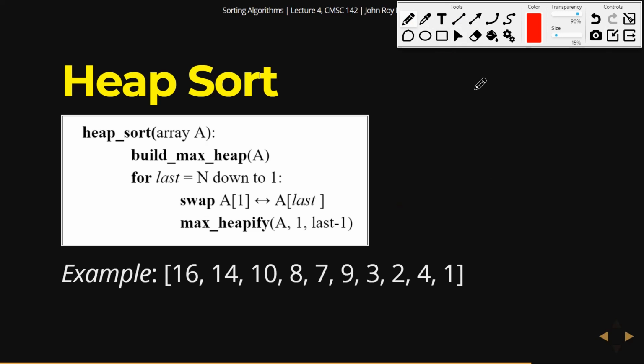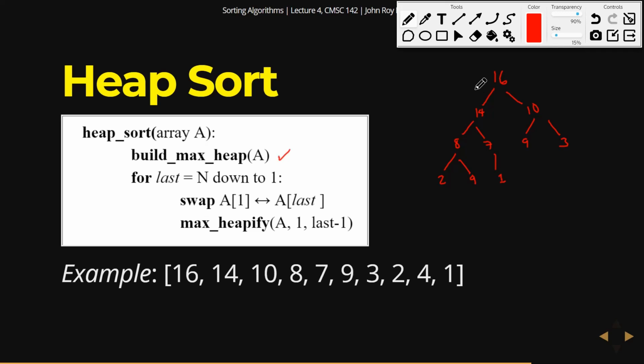So let's start with an already built max heap: 16, 14, 10, 8, 7, 9, 3, 2, 4, and then 1. So this is already a max heap, and we're done with building the max heap.